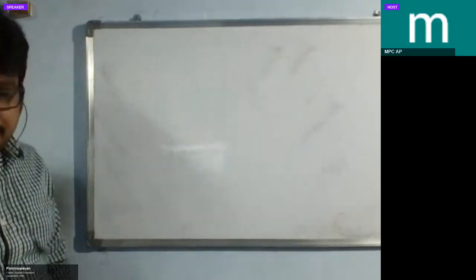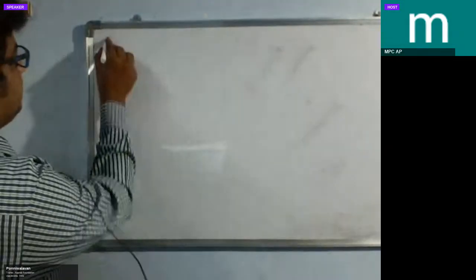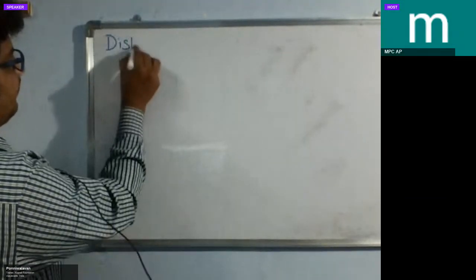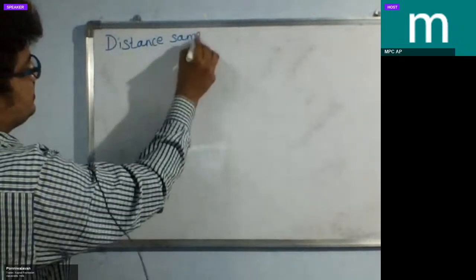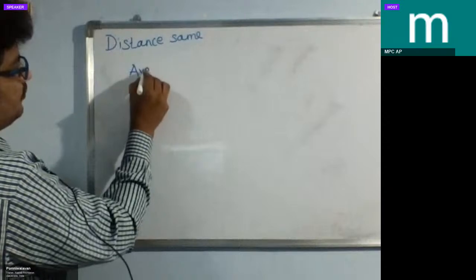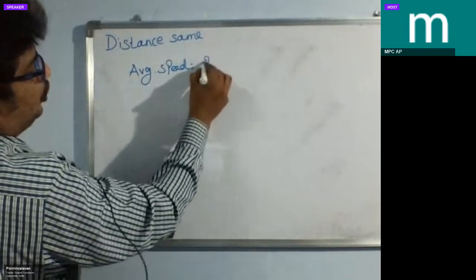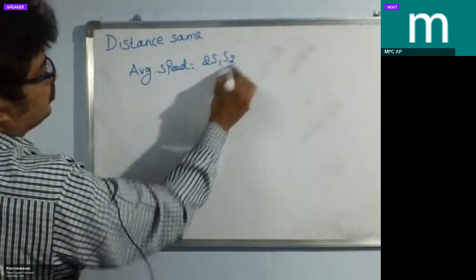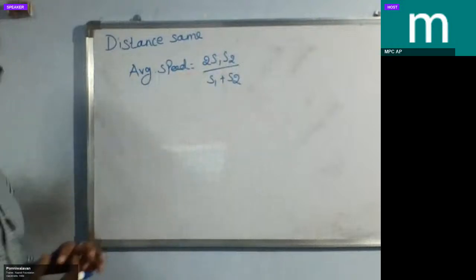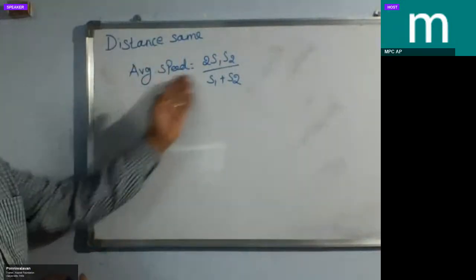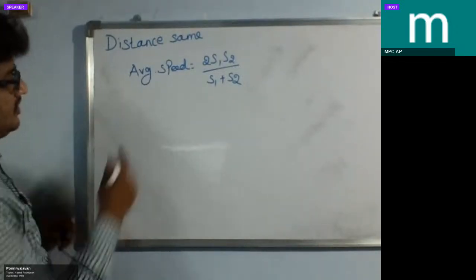Okay, listen. Kindly make a note of it. If distance is same, your average speed formula is 2 s1 s2 divided by s1 plus s2.